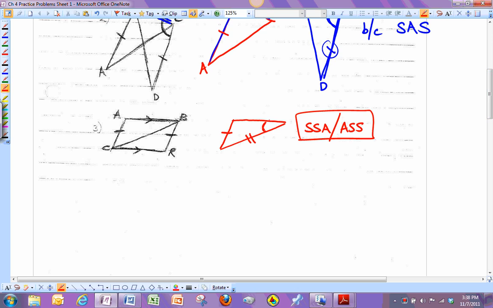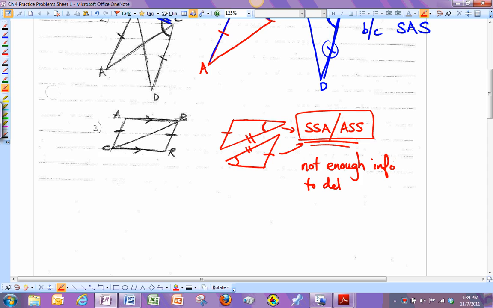So down here, in both triangles, I have the same thing going on. I've got 2 tick marks, a 1 curve here, and a 1 tick mark over there. It's the same thing both times. But since it's not a reason that we can use, you would say, not enough info to determine if the triangles are congruent.